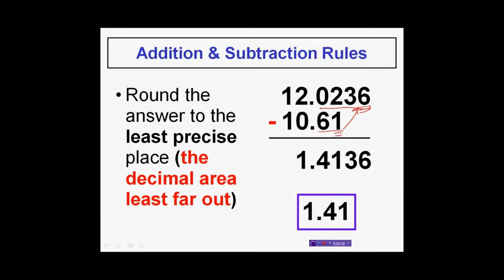So therefore, going back to the definition, we're going to round the answer to the least precise place, the decimal place least far out. Well, that is this place right here. That is definitely our least precise decimal place. We're going to round off the answer right to there. So before we just cut off the 3 and 6, the question is, does the 3 have an influence? Does it round the 1 up to a 2? In this case, no, it does not. 5 and above will round that to a 2. So the answer remains at 1.41.